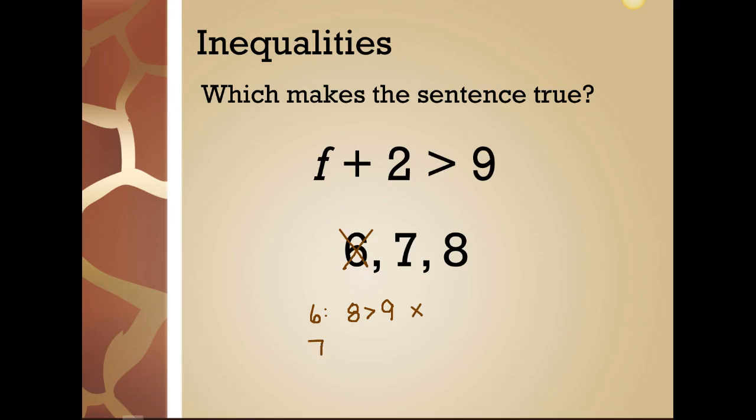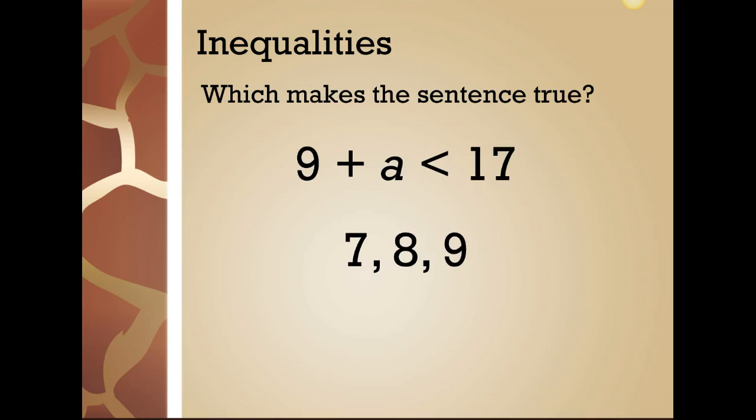Then we can plug in 7. 7 plus 2 is 9, so that would leave us with 9 is greater than 9. Well, 9 isn't greater than 9, 9 is equal to 9, so that also is not true. Finally, we'll plug in 8. 8 plus 2 is 10, which leaves us with 10 is greater than 9. This is true, so 8 makes this sentence true. Of course, 8 is not the only value that makes this sentence true. Anything larger than 8 is also going to make the sentence true. However, for now, we are just selecting from the given solutions.